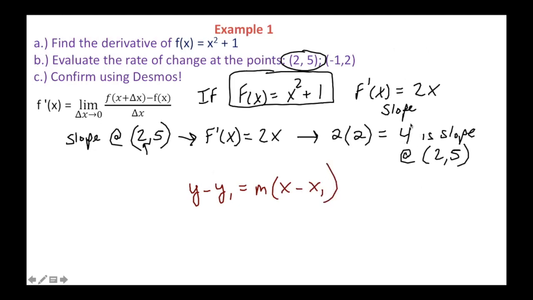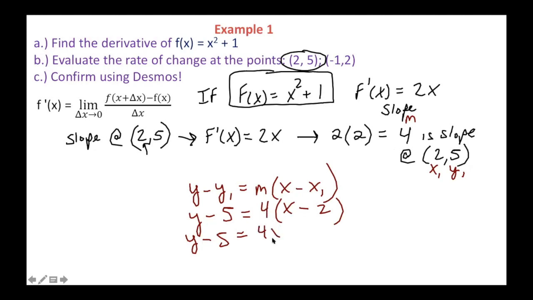What if I plug in the slope here, m is 4, and the point is x1, y1, right? So I have y minus y1, which is 5, equals the slope, which is 4, times x minus the x coordinate, which was 2. Now, if I do some algebra, I've got y minus 5 equals, distribute, 4 times x is 4x, minus 4 times 2 is 8. And now I just add this 5 to both sides. What is my linear equation? I have y equals 4x, negative 8 plus 5 is a negative 3.